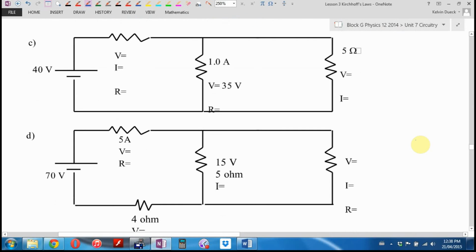All I can do is give you a little less information or add a few more wires. You guys want to try C on your own? I'll do it up here. You can look up if you get stuck. First thing you want to look for is, did they tell you total current? I don't think they did here. Then go skiing and see if there's anywhere that you know two things.